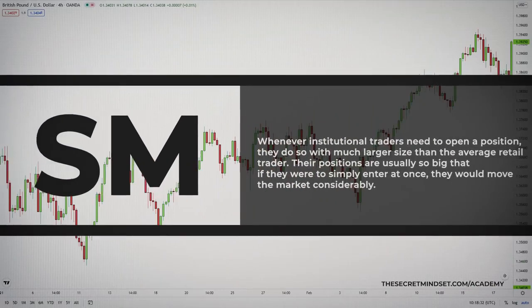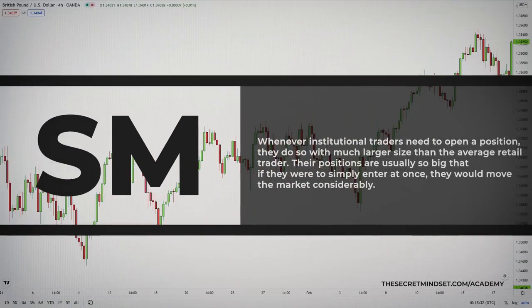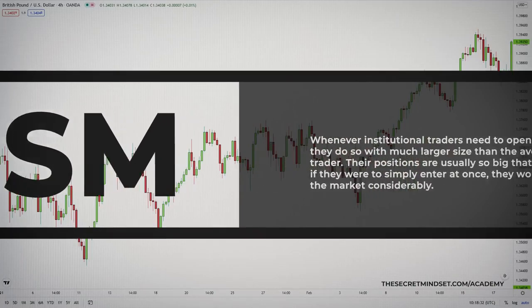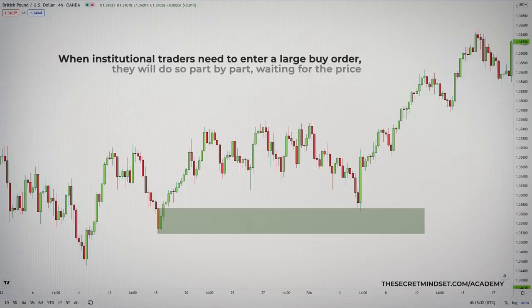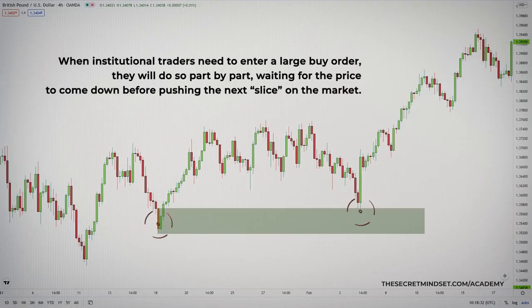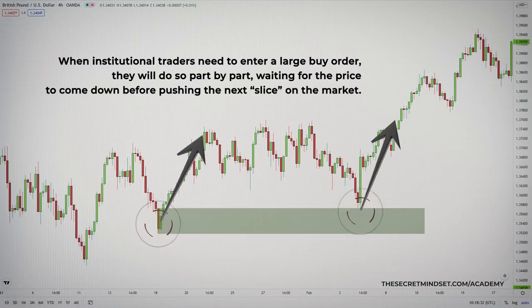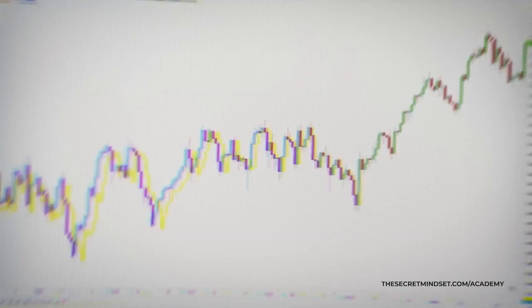Whenever institutional traders need to open a position, they do so with much larger size than the average retail trader. In fact, their positions are usually so big that if they were to simply enter at once, they would move the market considerably. So whenever institutional traders need to enter a large buy order, they will do so part by part, waiting for the price to come down before pushing the next slice on the market. This creates patterns on the chart, and the more you trade supply and demand, the more you will see the underlying dynamics of certain patterns that happen before supply and demand momentum drives.